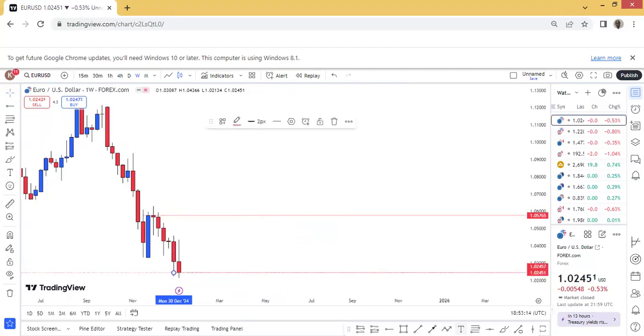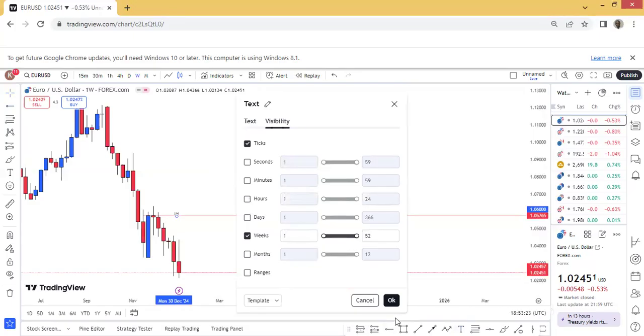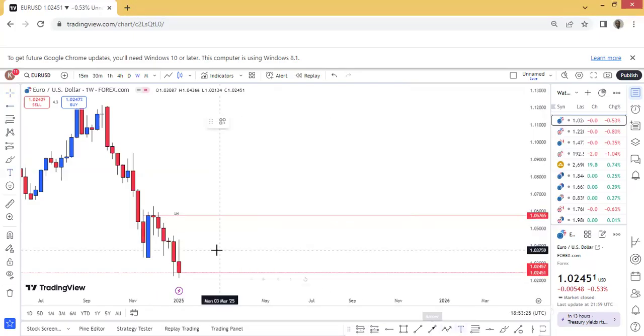Yeah. So I want to label it as I do always. So this is the lower high. I want to be sure I see it only on the weekly chart. And this is the lower low. So we are done here.